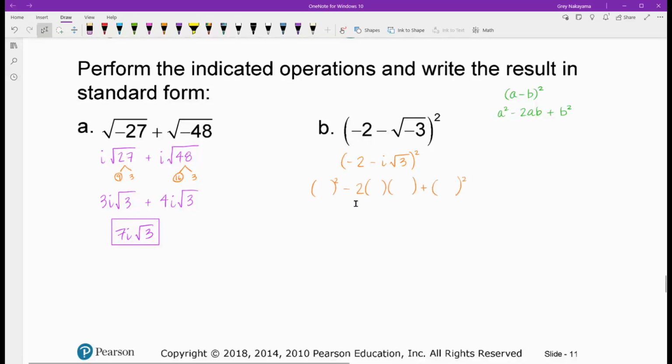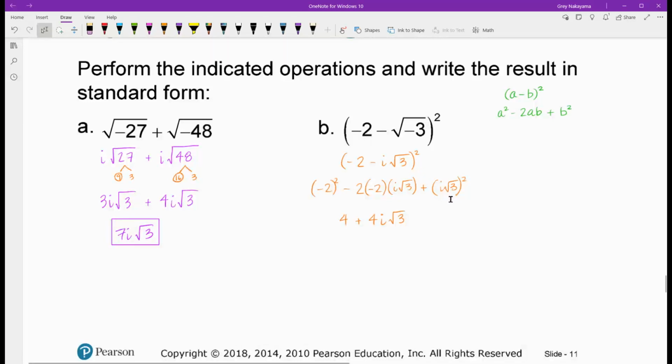So what it means is I'm going to square the first term minus, because this always takes this sign, 2 times the product of the terms, and then square the last one. So in here, I'm going to have negative 2, i square roots of 3, and i square roots of 3. Negative 2 quantity squared is 4. Okay, this right here, I got 2 negatives, so I'm going to have a plus. 2 times 2 is 4. Nothing simplifies with that, so I'm going to have plus 4i square roots of 3.